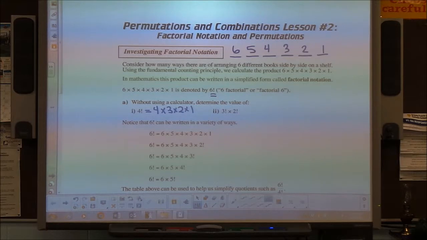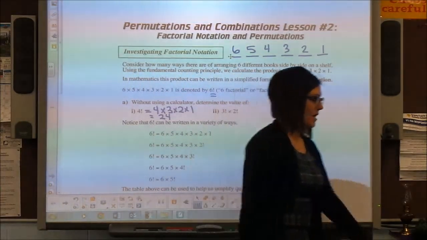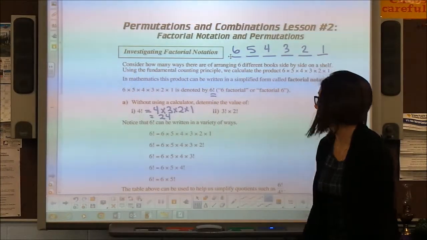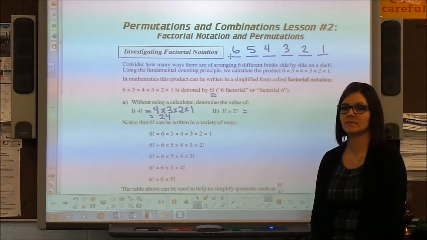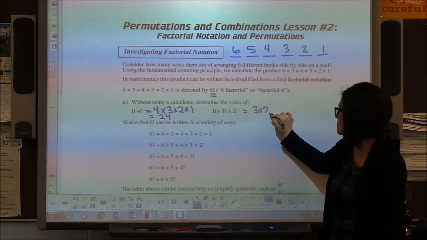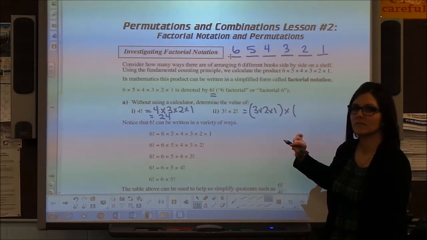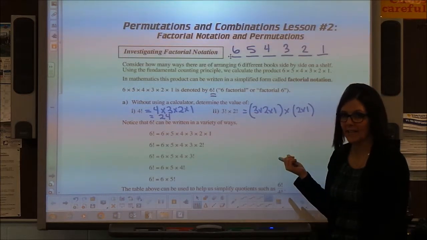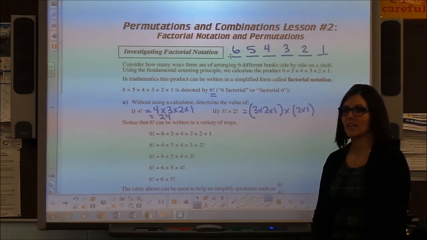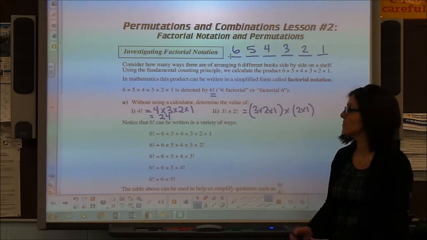And what's 4 times 3 times 2 times 1 equal to? 24. So then 3 factorial times 2 factorial, what would 3 factorial look like if I expand it out? 3 times 2 times 1. And what does 2 factorial look like? 2 times 1. And because everything's being multiplied, I wouldn't even really need to have the brackets. I end up with 3 times 2 times 1 times 2 times 1, which equals 12.